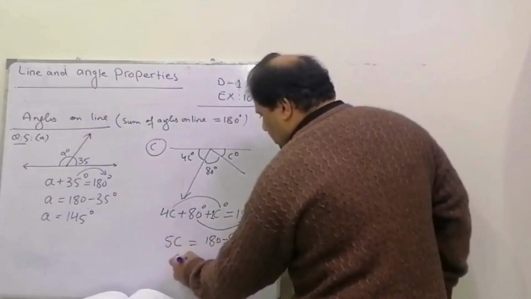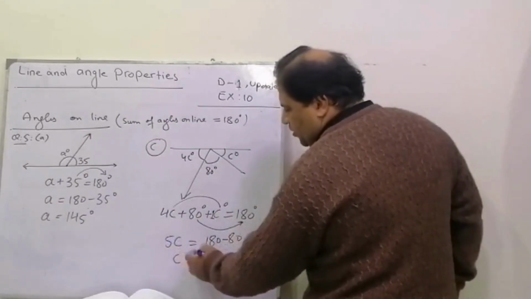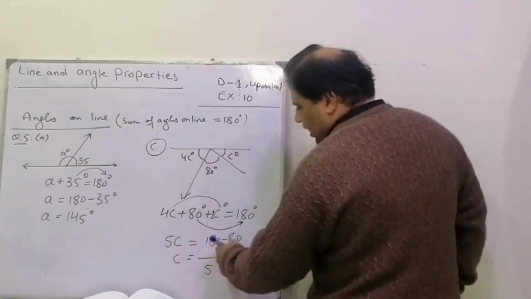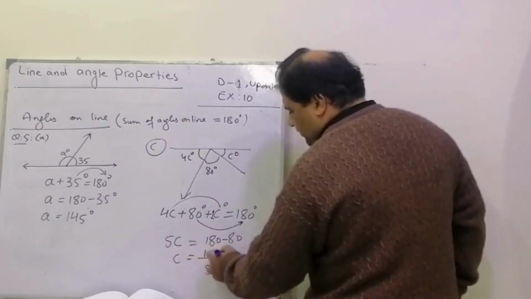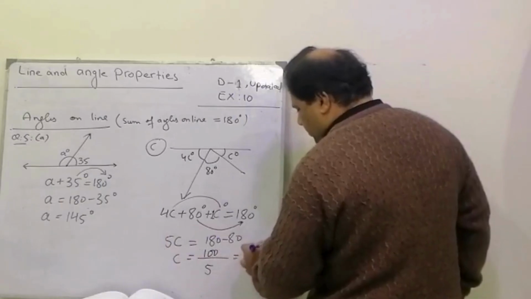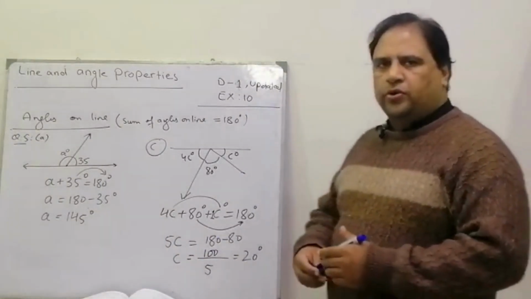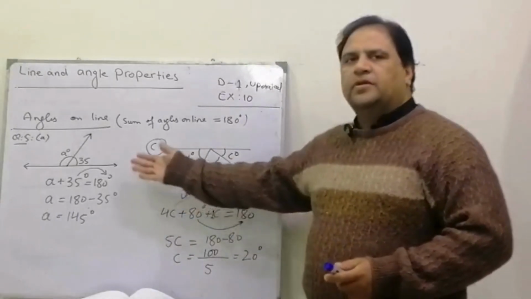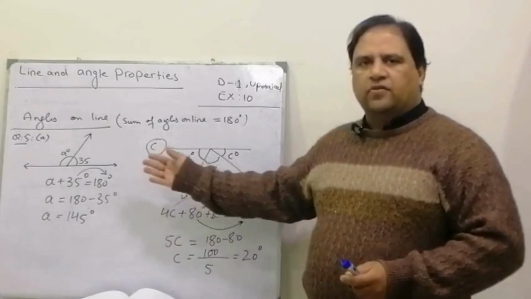Now this 5 is multiplying with the c, so when 5 moves to the other side, it will be divided. When we subtract, we get 100, so c equals 20 degrees. The answer is 20 degrees. So this is how we find the missing angle when the angles are given on a line.